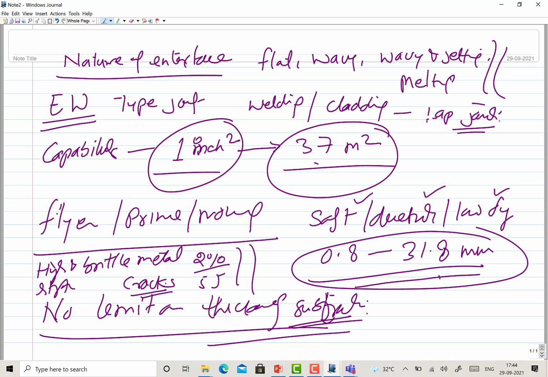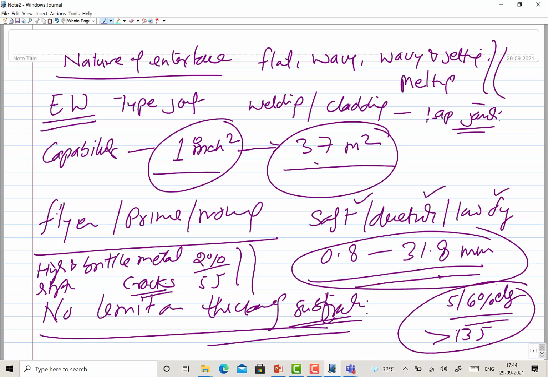So there are things like if a metal has 5 to 6% elongation, or the toughness is greater than 13 joule, the metals having elongation more than 5 or 6% and toughness greater than 13 joule, those can be used easily for explosive welding over the substrate.